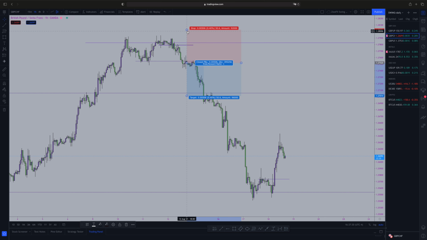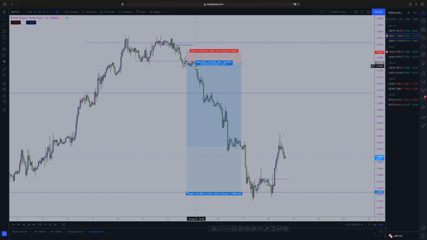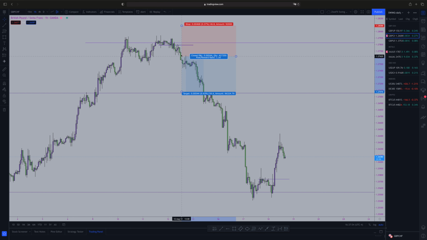Engulfing, stops above these wicks, 1 to 12 risk to reward. You could even enter here and then here again. You know what I'm saying? Or like I said, you could have just said this was the break of structure. It's all about what you see. It's not about what you think. It's about what you see and what you know.